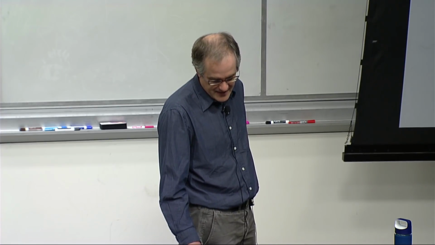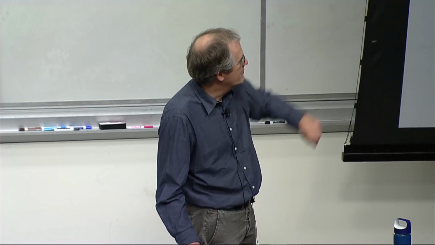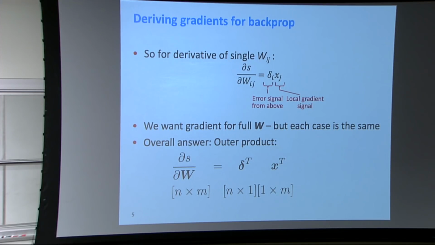And we get this form where it's a multiplication of an error signal from above and our computed local gradient signal. And that's the pattern that we're going to see over and over again, and that we'll exploit in our computation graphs.